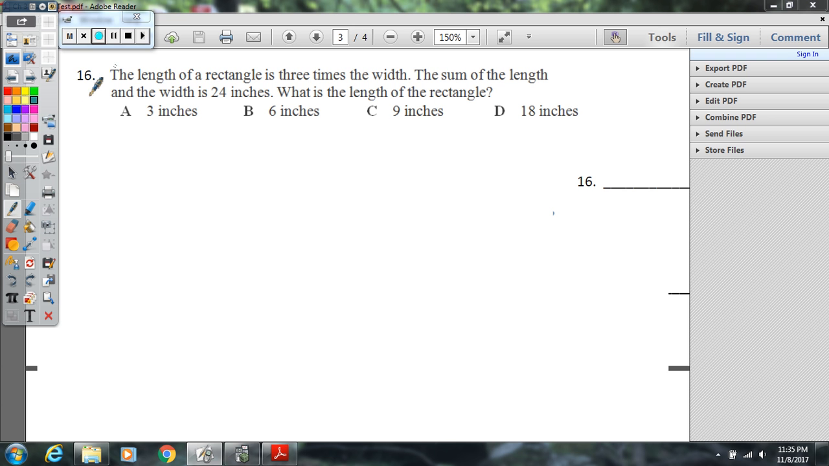Okay, another word question, number 16. The length of a rectangle is 3 times the width. The sum of the length and the width is 24. Okay, well guys, I am a picture person, so I'm going to draw this rectangle.